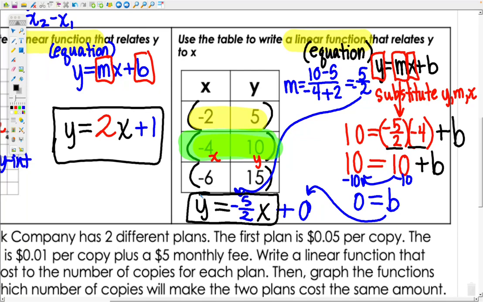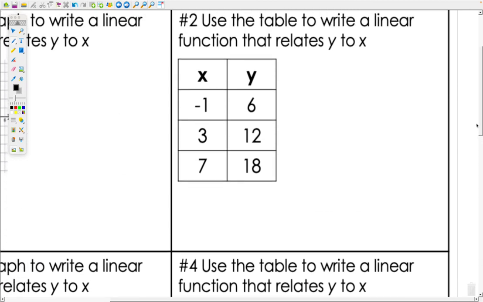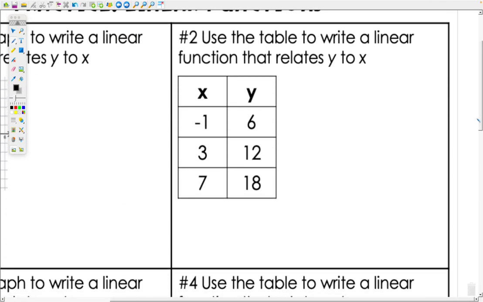Let me show you one the exact same way you just did. And I'm gonna do one that has a decimal in it, so that way you can use it on your own. But we're going back to that word problem though, so don't think you're done. We're going back to that word problem.